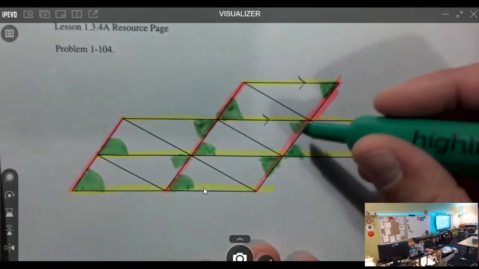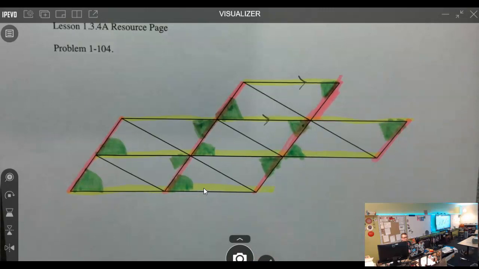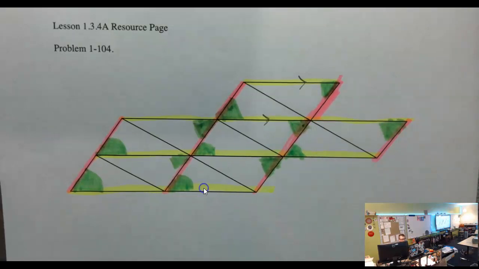Am I missing any? Now do we have all of them? Yes? Well, let's change colors, and then we'll see if we have anything left over. So let's go, you want to go blue? We all got blue on our thing? Let's go blue.